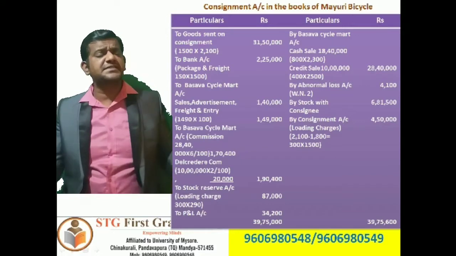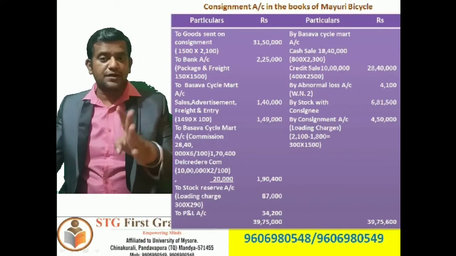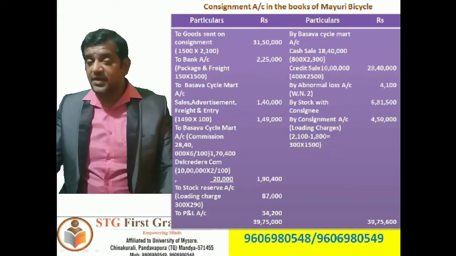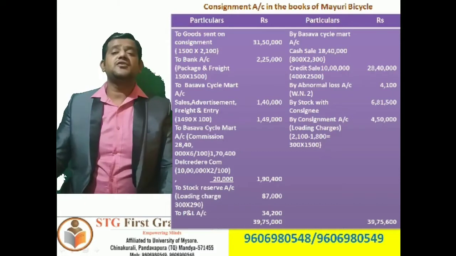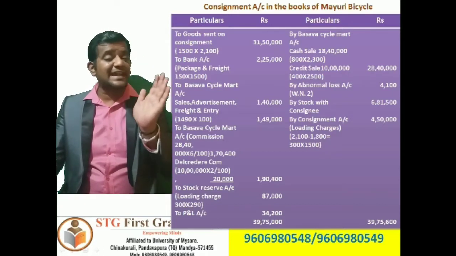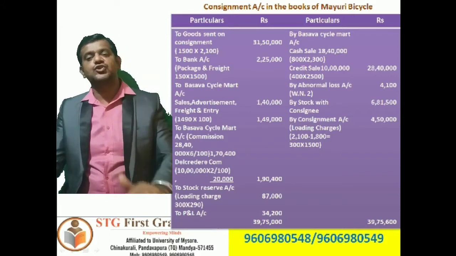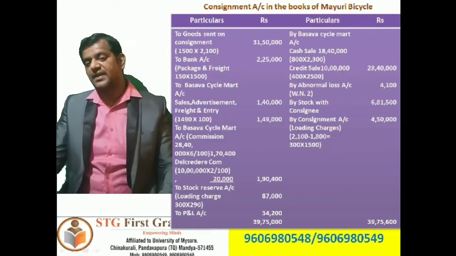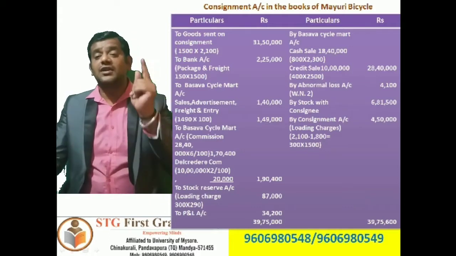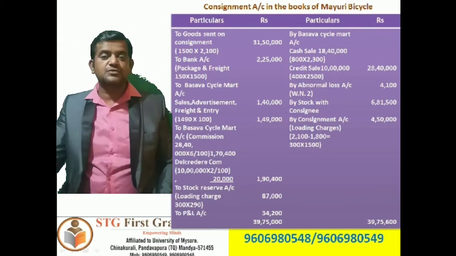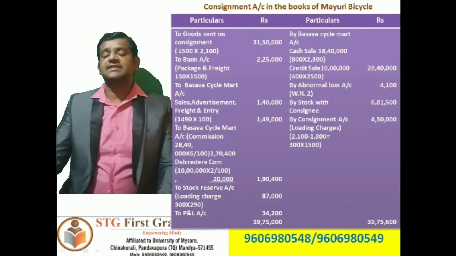Now take credit sales. How many bicycles sold on credit? 400 bicycles. What was the price on credit sales? 2,500. So 400 into 2,500, how much? 10 lakh. So 18,40,000 plus 10 lakh comes to 28,40,000 rupees, in the outer column. So we got to know the sales now. The total sales is 28,40,000. Cash sales is 18,40,000. Credit sales is 10 lakh rupees.